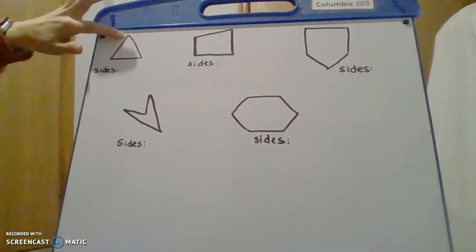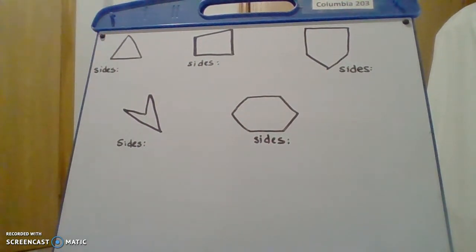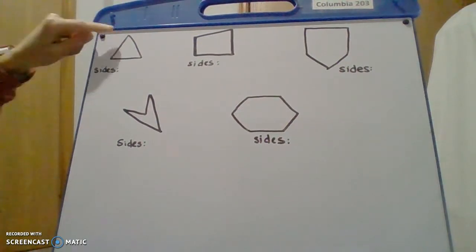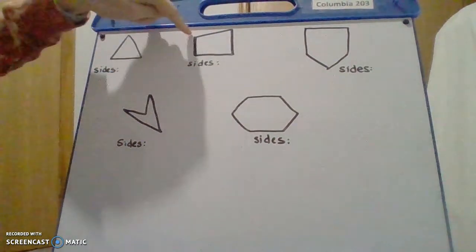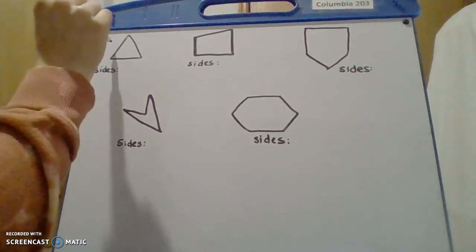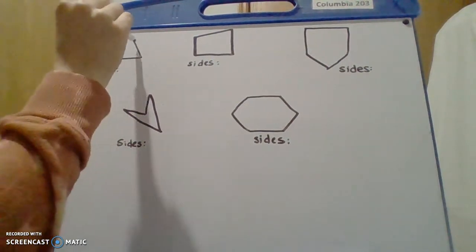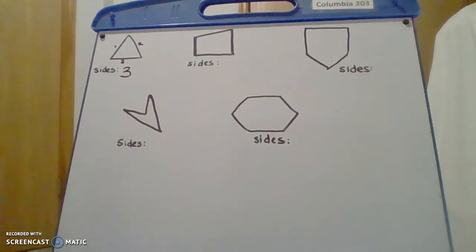So sides are going to be the flat surface on the side of the object. These are your sides. Okay? What makes up your object. So we count, we have 1, 2, 3 sides. So I would write a total of 3 sides.